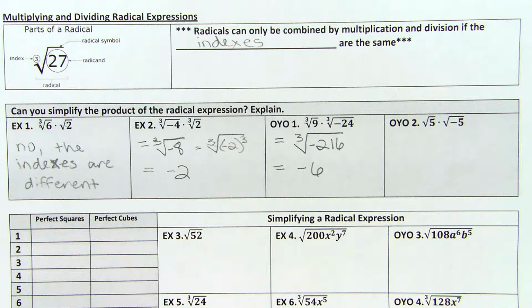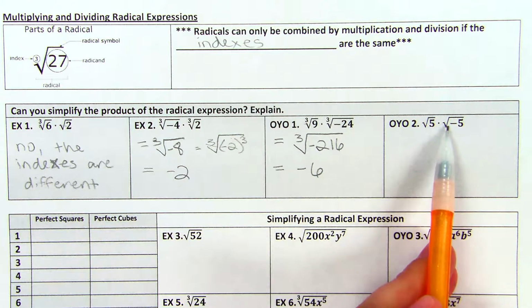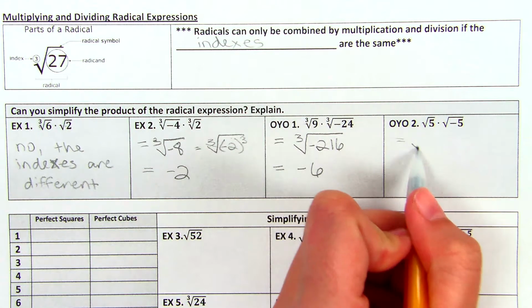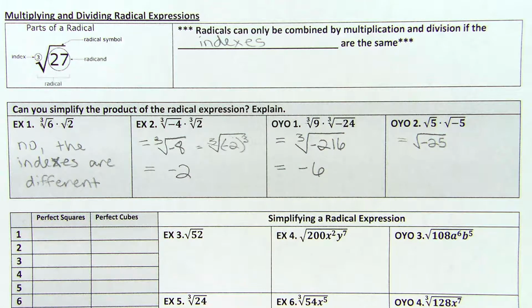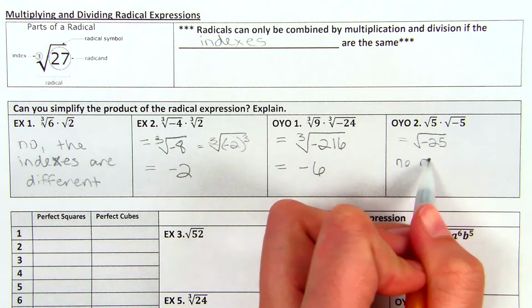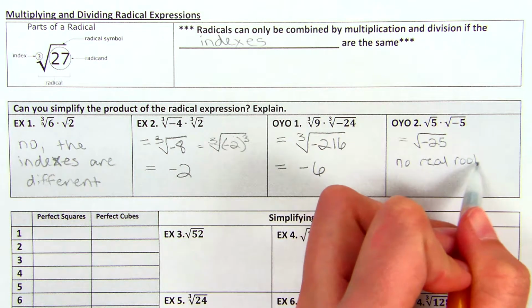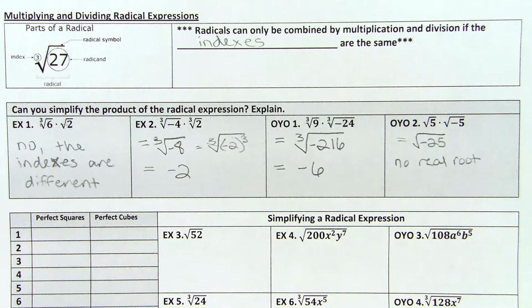Now looking at the on your own 2, what I should have said before is we really want to stay in the real number system right now. We're not going to go into the imaginary numbers in this part. And so whenever we have the square root of 5 and the square root of negative 5, we can multiply them. We get the square root of negative 25. If I'm wanting to stay in the real number system, then we are not going to go any further. There would be no real root. Okay, if we were to be in the complex number system, then we would have gone further. We would have said this was 5i. So you can either say no real root or that it is equal to 5i.